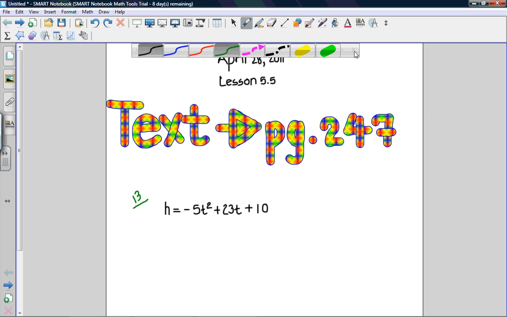So the textbook question says the height h in meters of a toy rocket at any time t in seconds during its flight can be estimated using the formula h equals negative 5t squared plus 23t plus 10, which I've written down. Write the formula in factored form and determine when the rocket will fall to the ground.